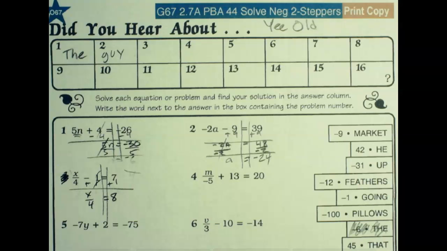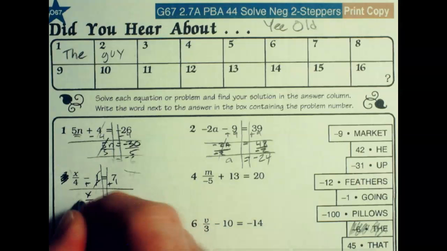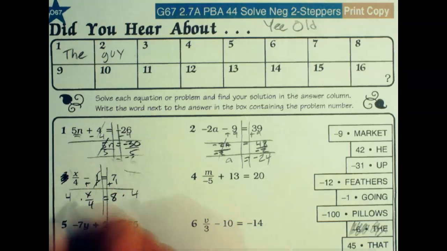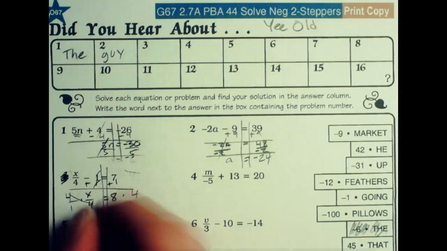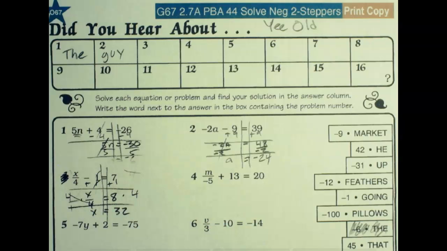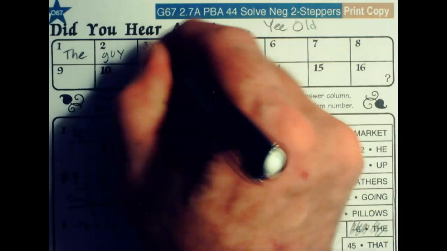And now we've got division by 4, so we're going to undo that by multiplying by 4 on both sides. Notice how high I got it, because it's really 4 over 1, like that. So the 4's cross off. You've just got x left, and that equals 32. Let's go check it out. 32, where's my answer? Who? The guy who.